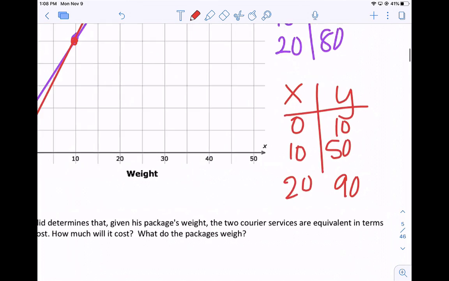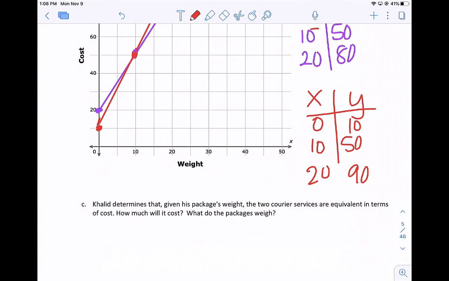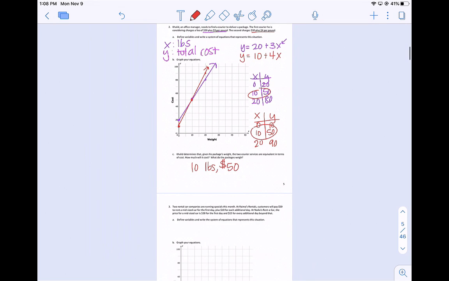So it says, Khalid determines that given his package's weight, the 2 courier services are equivalent. How much is that, and what do the packages weigh? So we can see that at 10 pounds, they both weighed $50. After that, courier 2 becomes more expensive than courier 1.